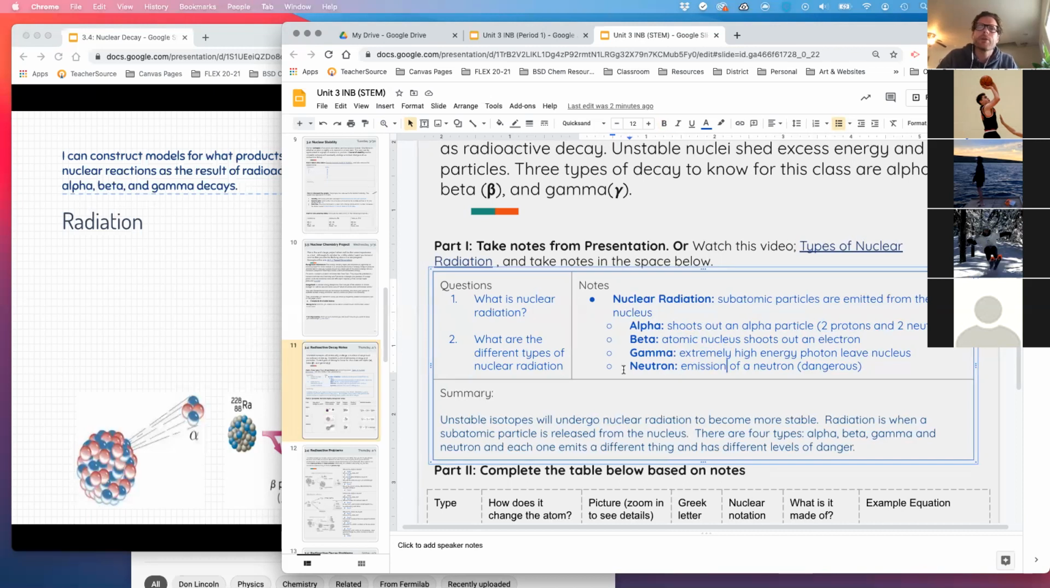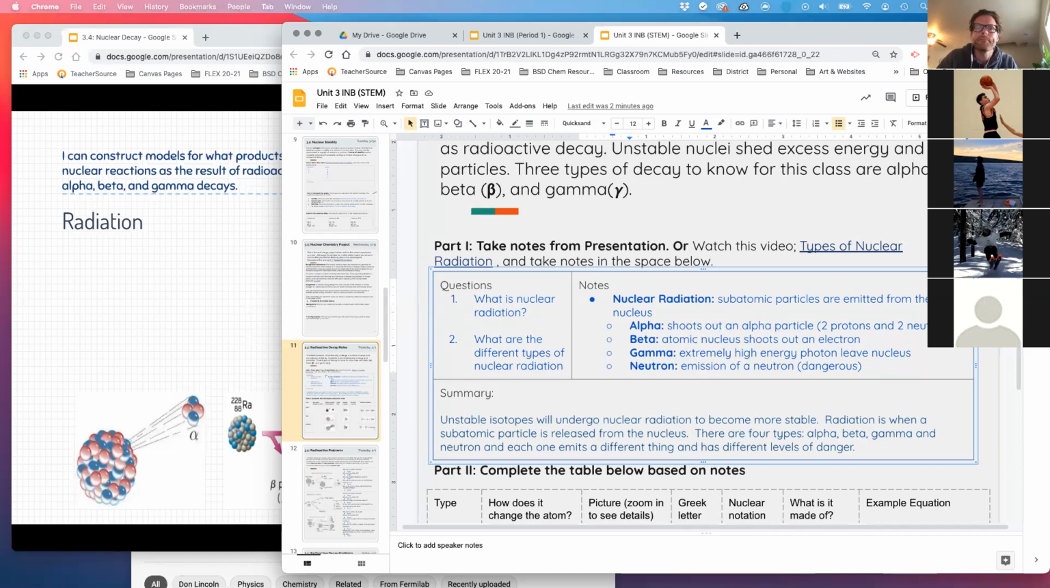When I'm doing these kind of Cornell notes, I like to write a question right here that is answered over here. So what is nuclear radiation? It's this right here. What are their different types? Bam. And then my summary is that unstable isotopes will undergo nuclear radiation to become more stable. Radiation is when these particles are released from the nucleus. There are 4 types: alpha, beta, gamma, neutron. Each one emits a different thing and has a different level of danger. Some of these are totally fine and some of these are pretty dangerous.